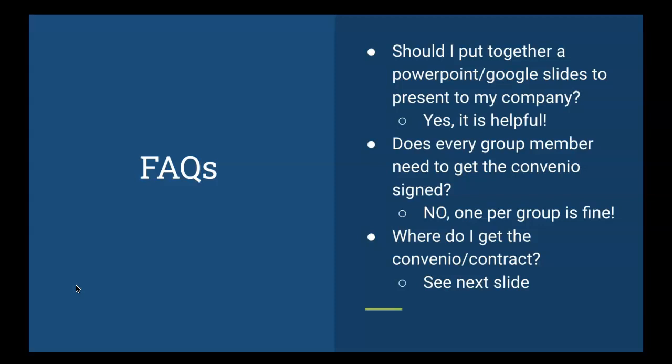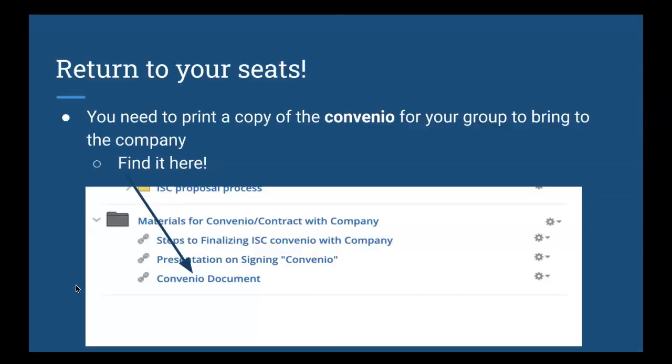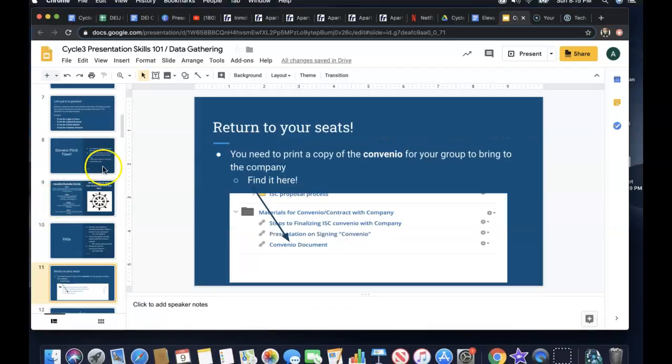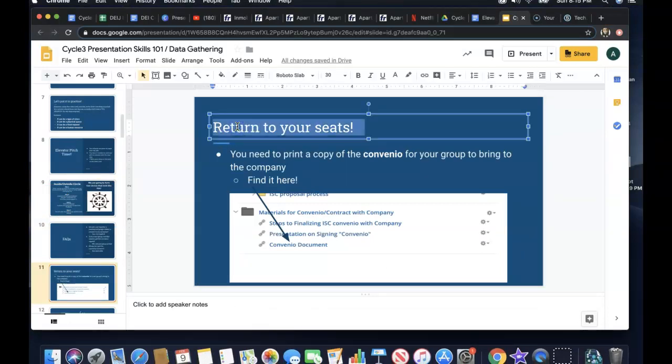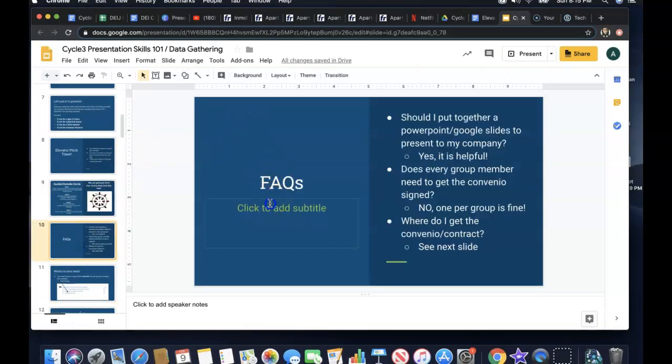And then where do I get the convenio? I was going to print them out, but I realized that doesn't make sense because it's 1 per group, and so we don't know who is going to have them from my class or your guys' classes. So, oops, that "return to your seats" should be here.